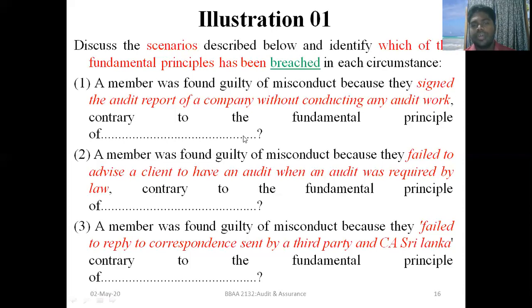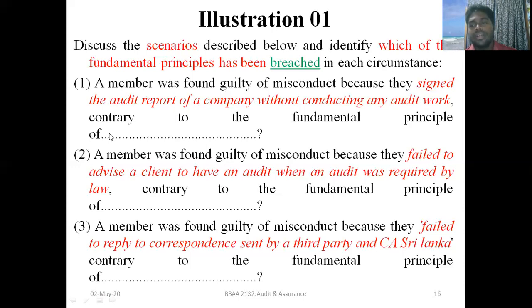What is the fundamental principle violated or breached here? The particular member or auditor was found guilty of misconduct because they signed the audit report. Under what situation does the auditor sign the report? Once a person finishes the audit process, then finally the person prepares the audit report and signs it. But here, what happened? They signed the audit report of a company without conducting any audit work. Clearly mentioned, without conducting any audit work, the auditor signed the report.